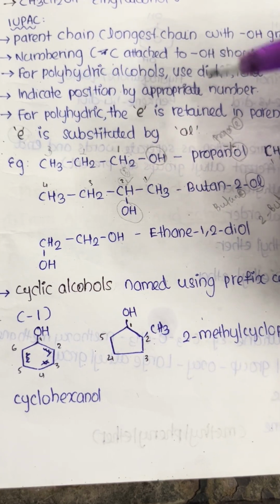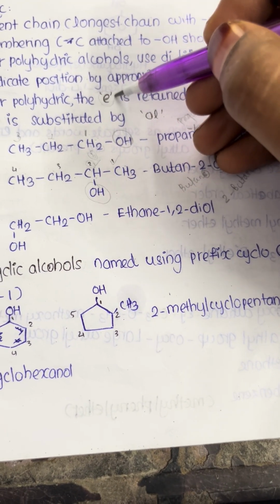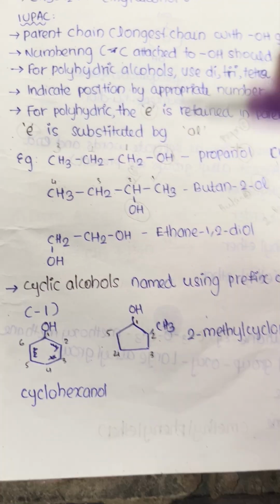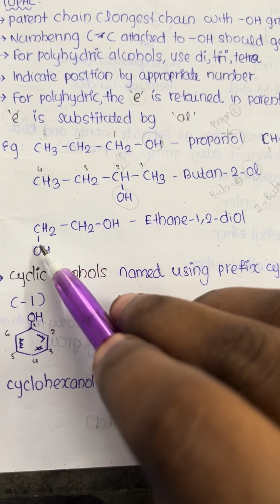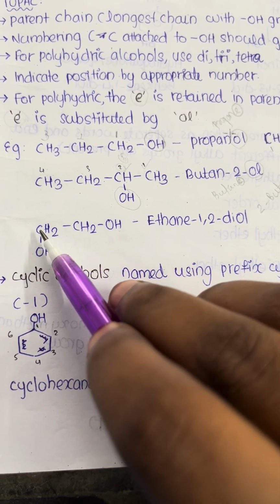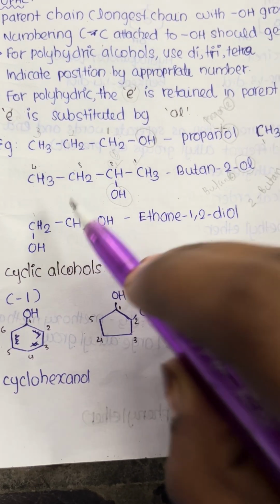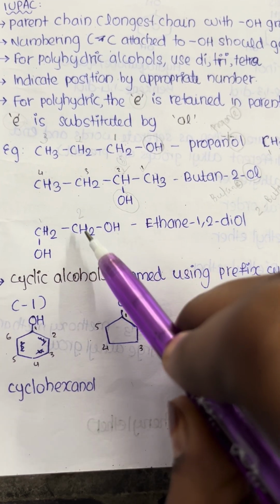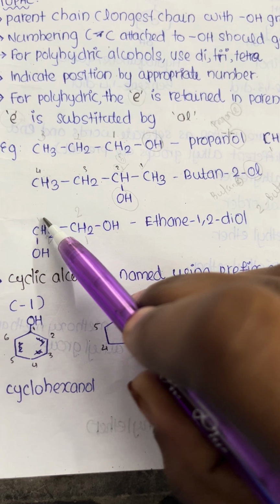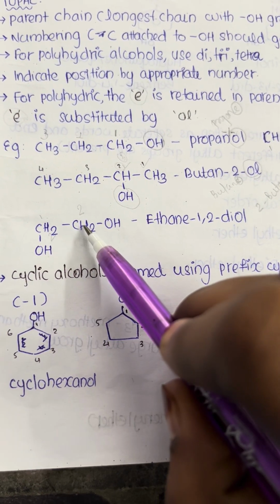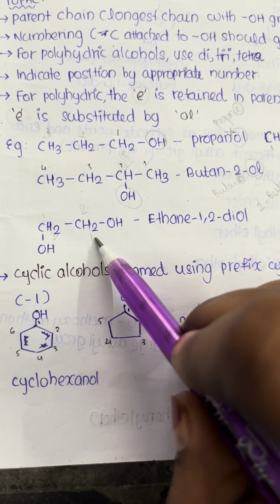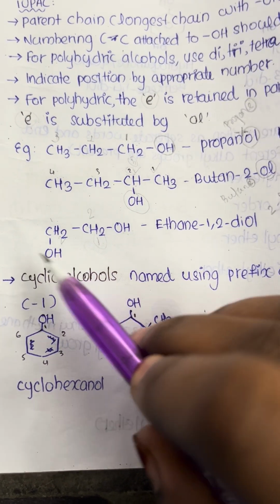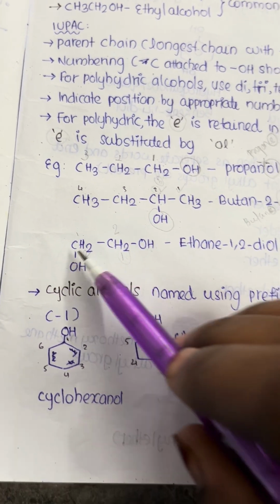Okay, so for such alcohols this E is retained. If there is only one OH group, E is removed. Here we have to find the parent chain. So this one will be the parent chain. It has 2 carbons. If I number from here, it is 1 and 2. If I number from here, it is 1 and 2. So at the first carbon there is one OH, at the second carbon there is one OH. Similarly, with this numbering, at the first carbon 1 OH, at the second carbon 1 OH. So both are the same. So the parent contains 2 carbons.